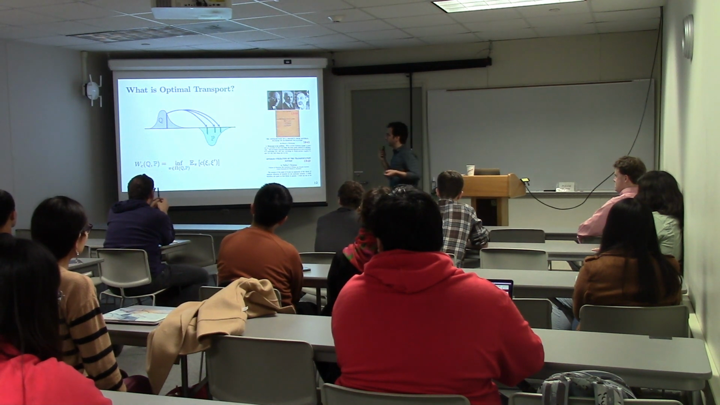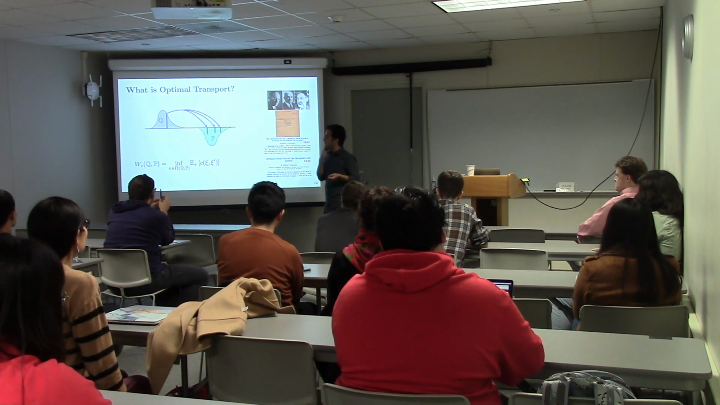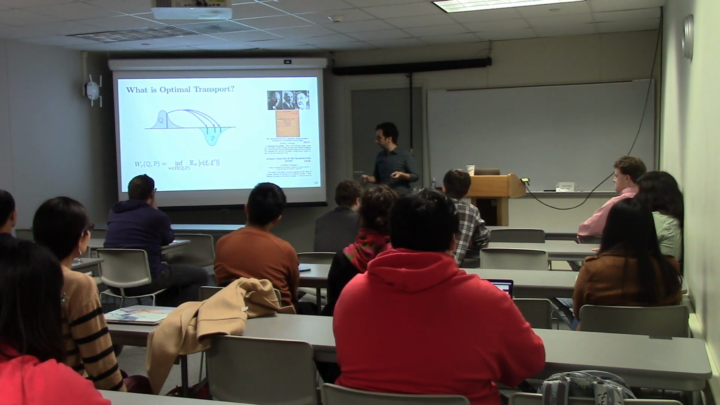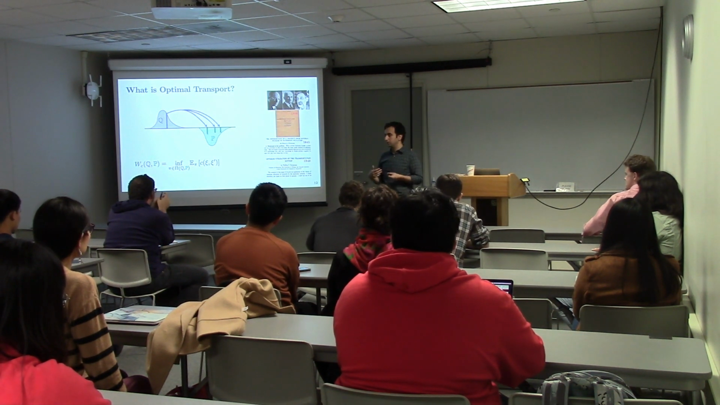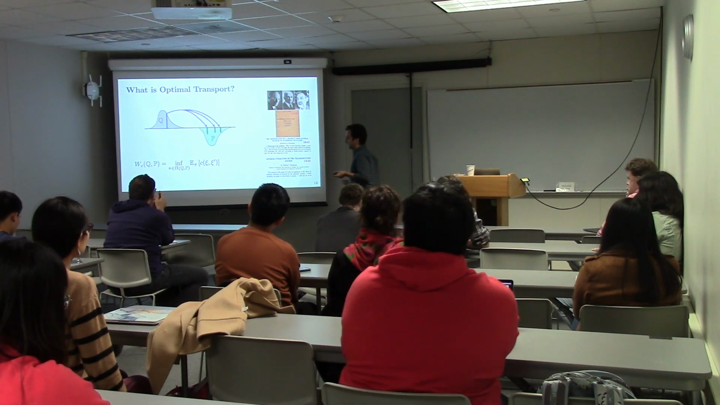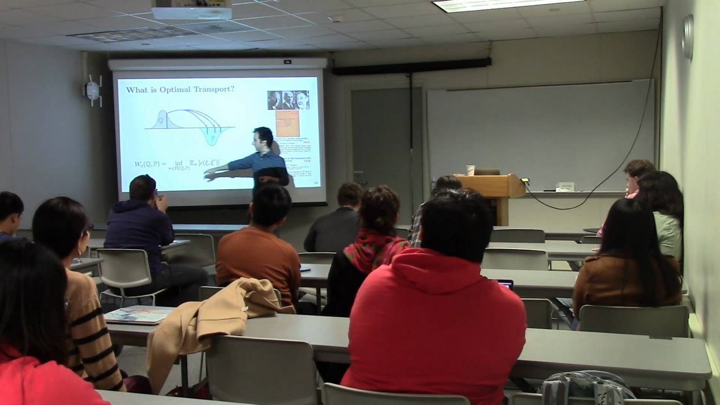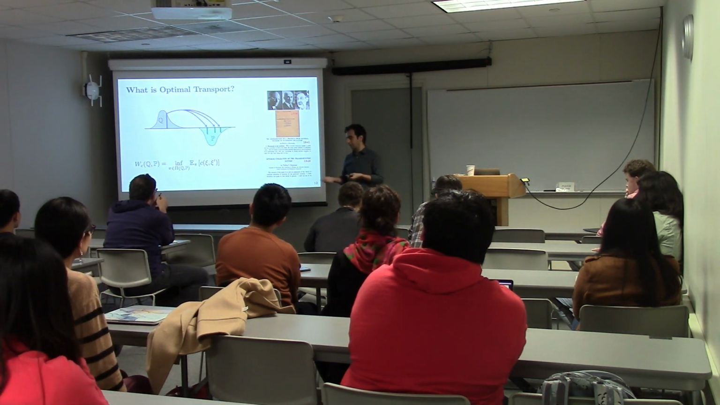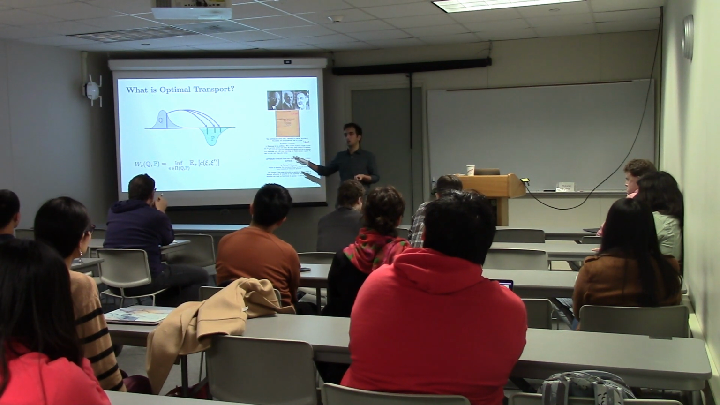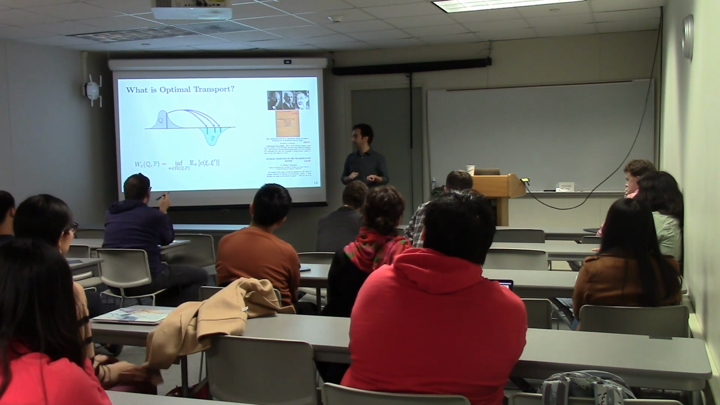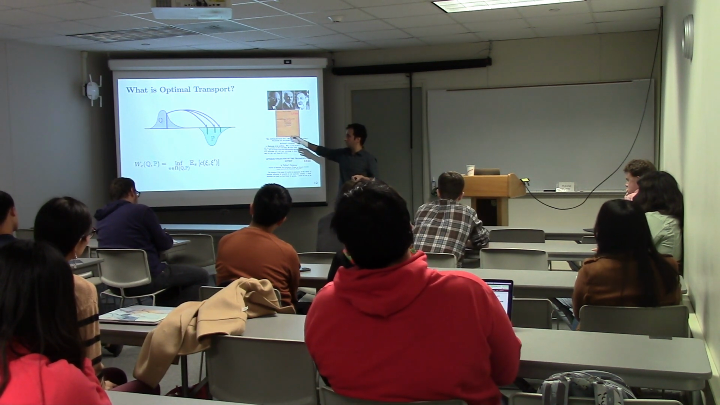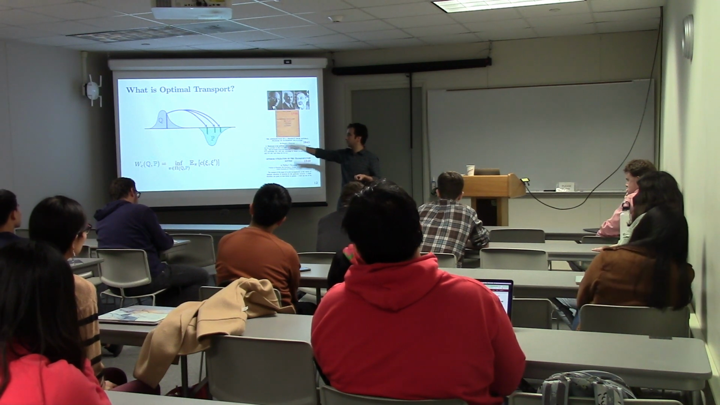But what is optimal transport? In this presentation, I'm going to use the Kantorovich definition of optimal transport, which is defined between two distributions, Q and P. Mathematically speaking, we would like to find the transportation plan pi, a joint distribution pi with marginals Q and P, that minimizes the expectation of some transportation cost function. The optimal value of this minimization problem is the optimal transport cost between these two distributions.